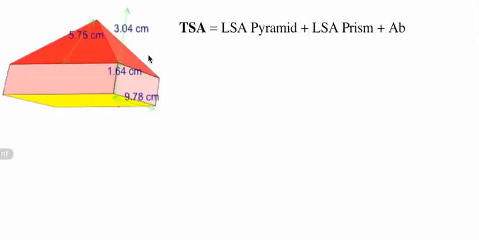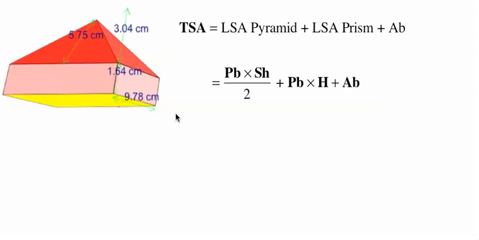Okay, so I'm saying the total surface area is the lateral surface area of the pyramid plus the lateral surface area of the prism plus the bottom. Okay, so the lateral surface area of the pyramid is going to be the perimeter of the base times the slant height divided by 2. The lateral surface area of the prism is going to be the perimeter of the base times the height of the prism, right, the 1.64, and then the area of the base, okay?